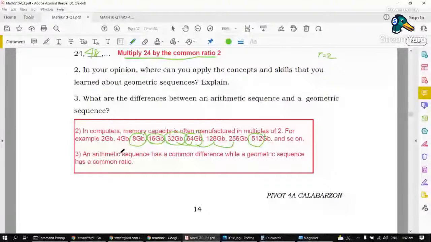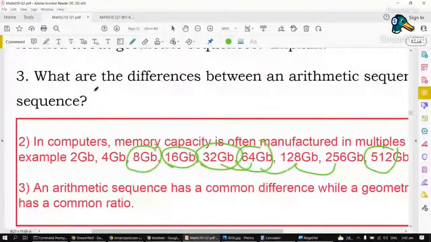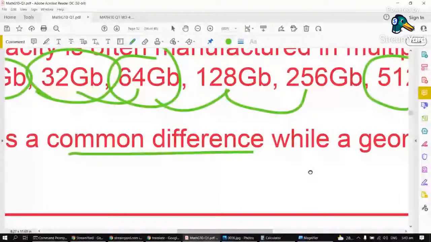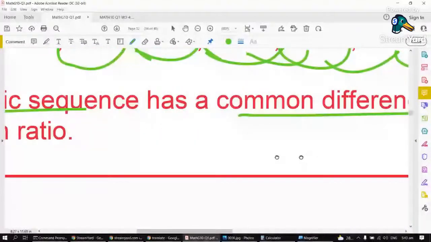Number 3, what are the difference between arithmetic and geometric? So, napakadali lang nito, no? Yung arithmetic ay merong common difference. While ang geometric sequence ay merong common ratio.